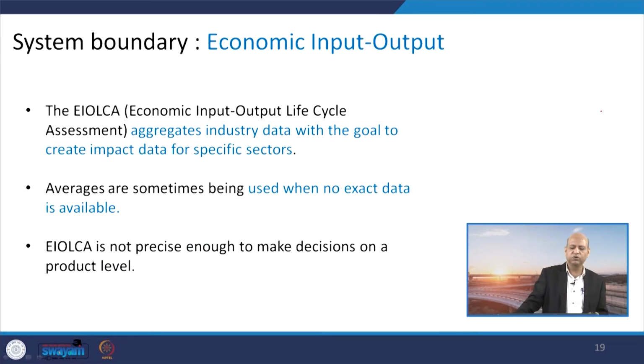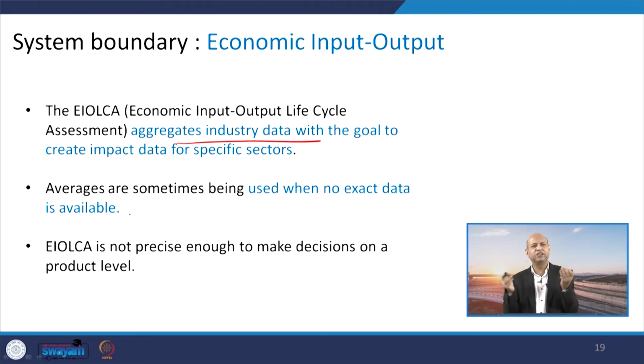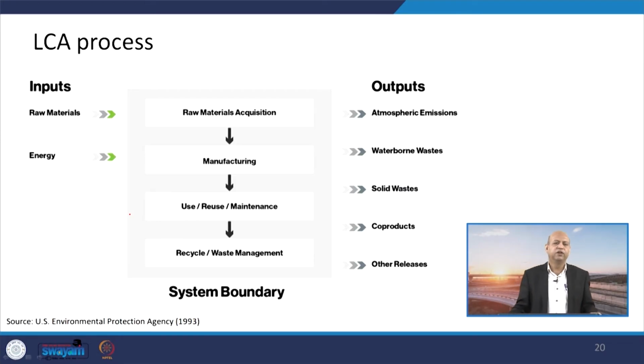Okay. When we talk about economic input and output, then also some aggregated industry data, when we want to create some impactful data for specific sectors, whatever sector it can be. But there are some limitations of this, because we use some average values and it may not be so precise or exact value, but for planning purposes it can be very helpful for decision making for production level. When we talk about the LCA process, okay, like input raw material and energy.